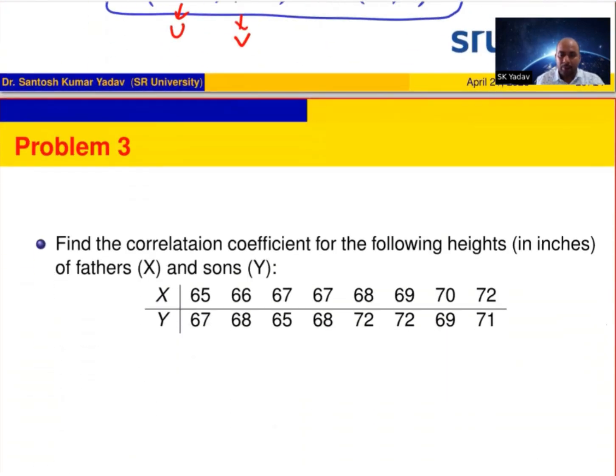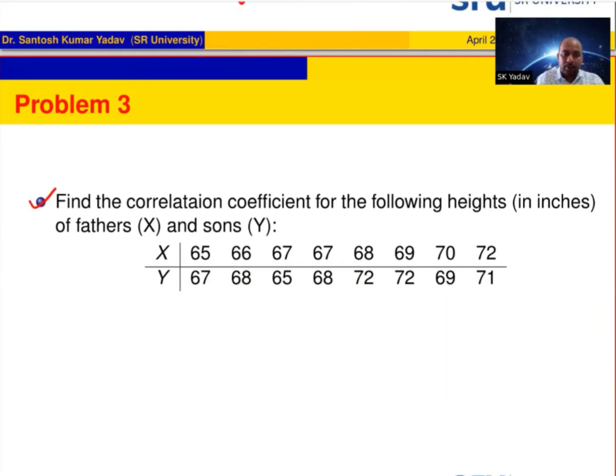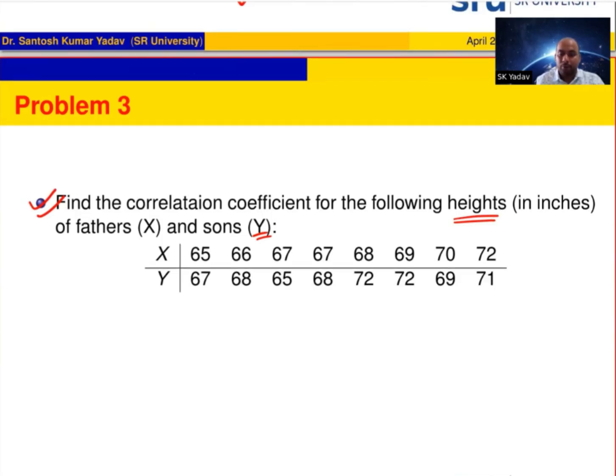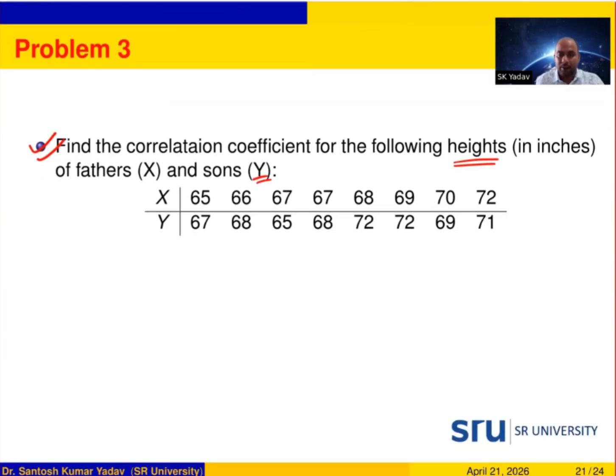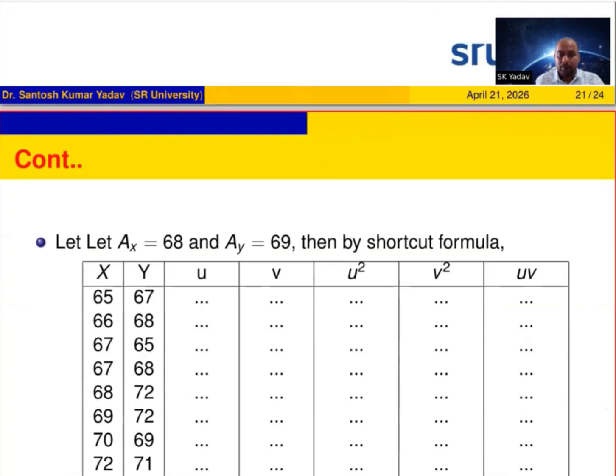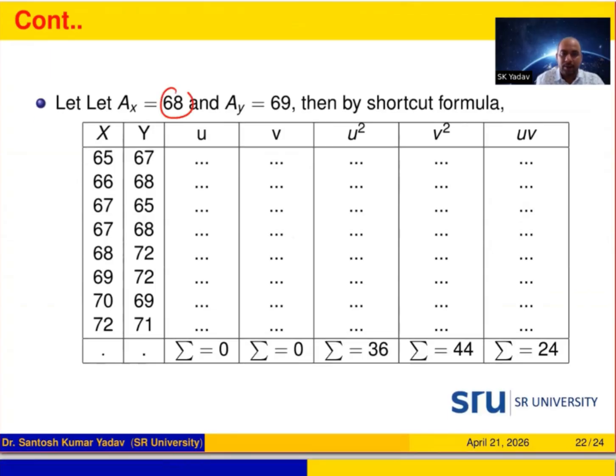Now here I am leaving a problem to you. You can see here the height of father in inches and height of his son is given for 10 members. You can check which formula you want to use, and I have mentioned here a table for the reduced table. You can see I have taken A for X as 68 and A for Y as 69. You can choose any other number and fill this data in the table. Whatever number you choose, you will get the same answer.